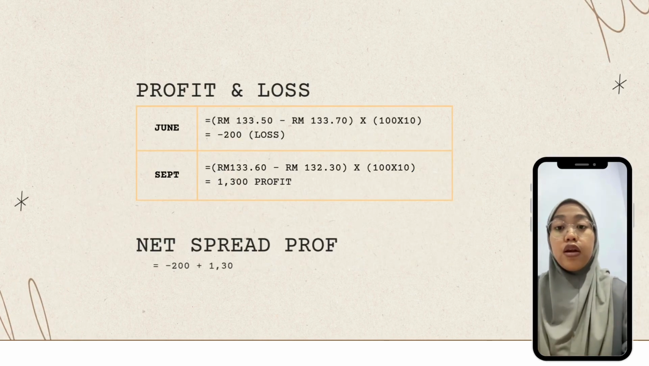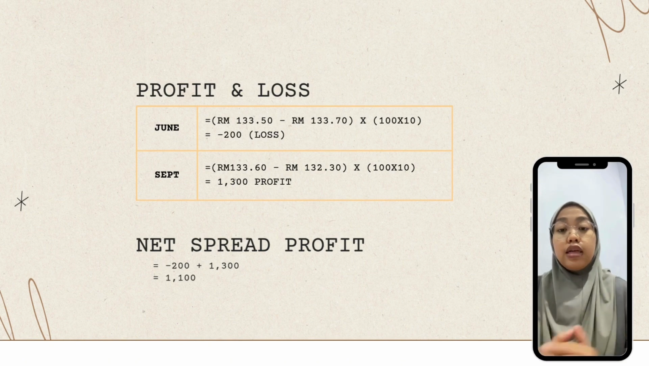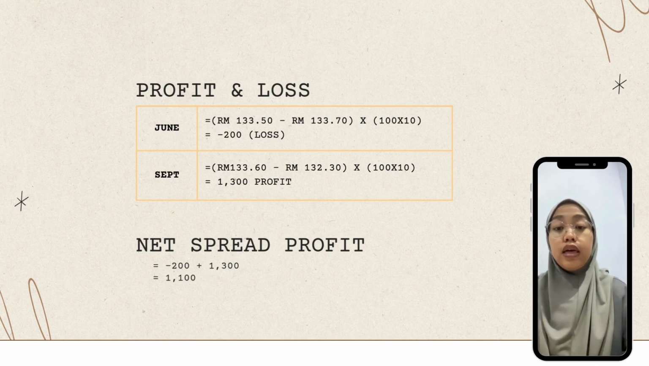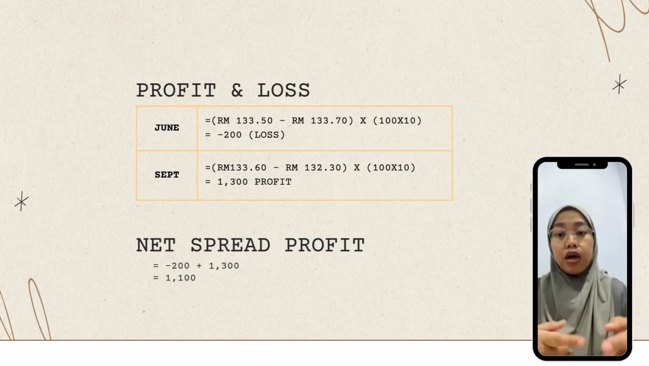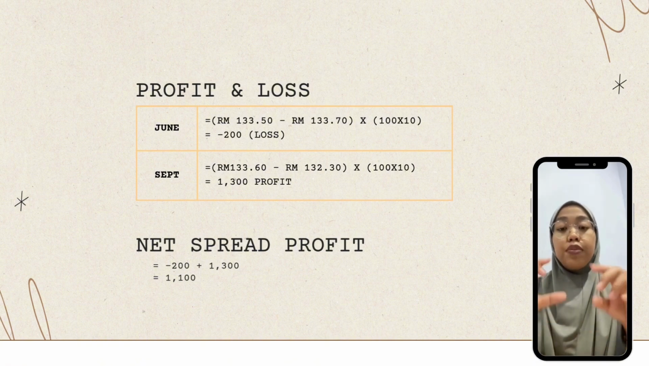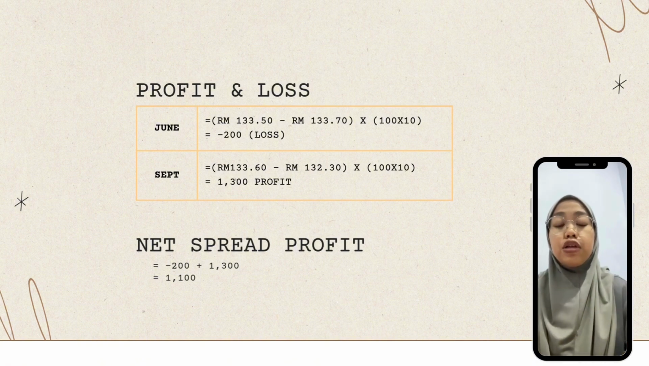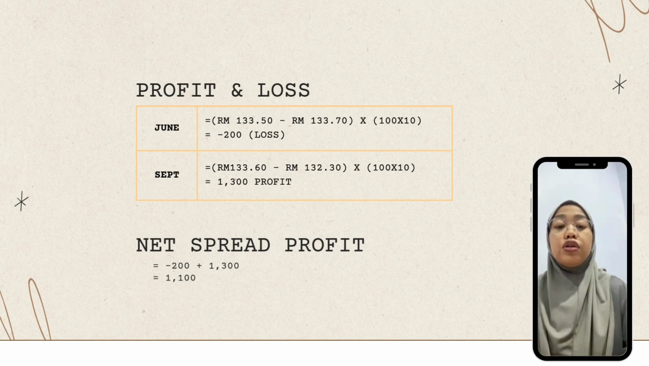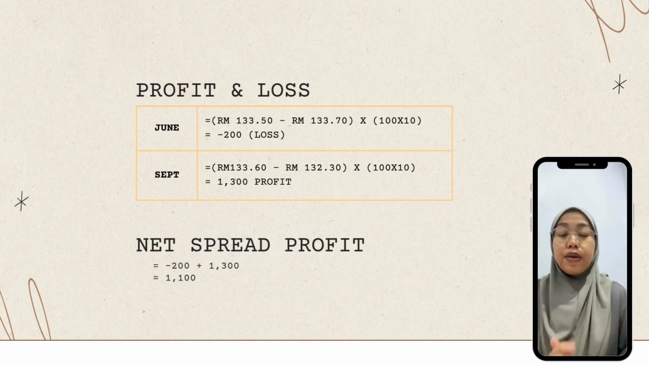So, for the profit and loss calculation, he initially sold the June contract at 133.70, and later he bought it back at 133.50. Since the price dropped, this results in a loss. The calculation for June is (133.50 minus 133.70) times (100 times 10), which results in a loss of 200.